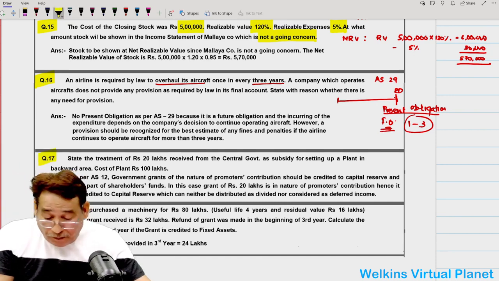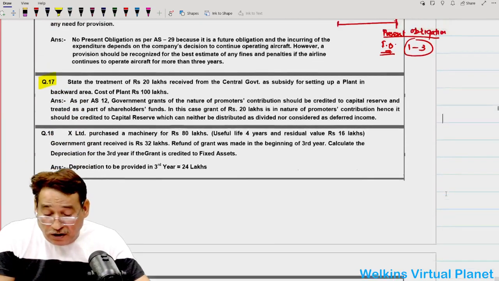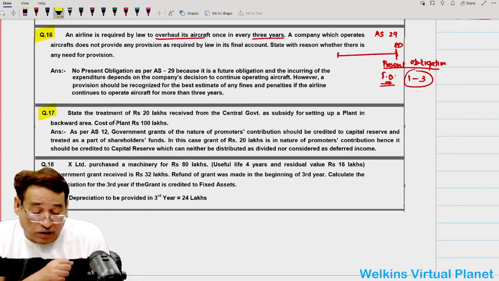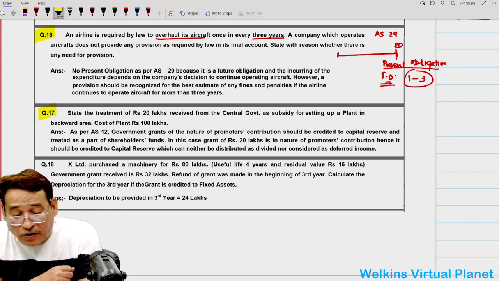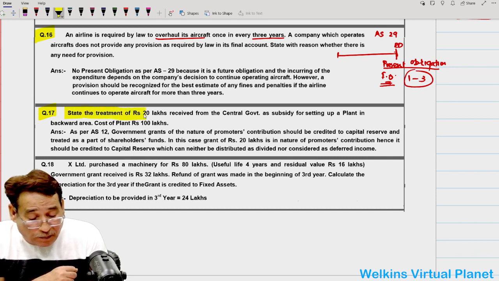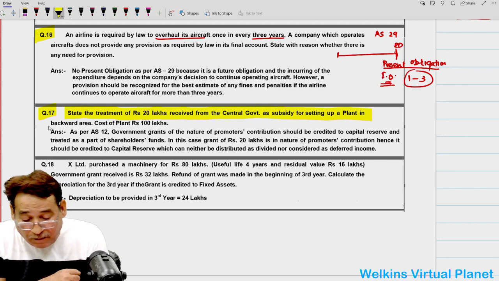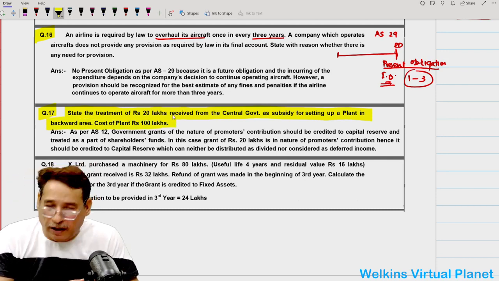Now we pick up. Just wait. As I told you, the mouse moves here and there, that creates a problem. Now, as far as 17 is concerned, it is written that the state government, lots of questions are from AS-12 actually. State the treatment of 20 lakhs received from central government as subsidy for setting up a plant in a backward area, and the cost of the plant is 100.